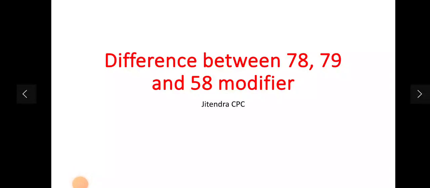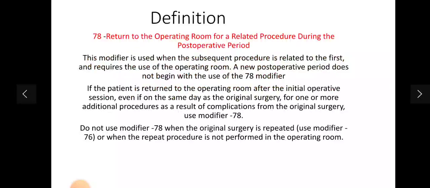Hello friends, today we'll check out the difference between 78, 79 and 58 modifier. These are post-operative modifiers which are used within the global period. So it is very important to know the difference between these because many people have confusion between 78 and 58 or 78 and 79. So this video will help you to clear your doubt.